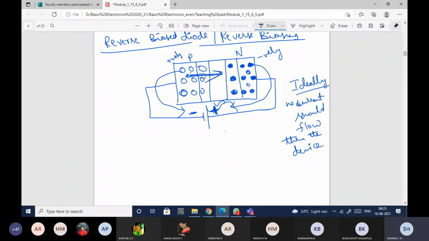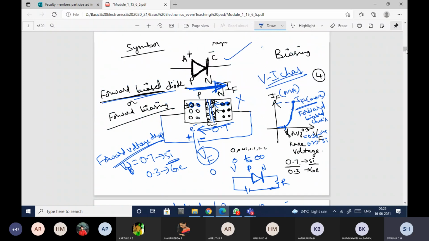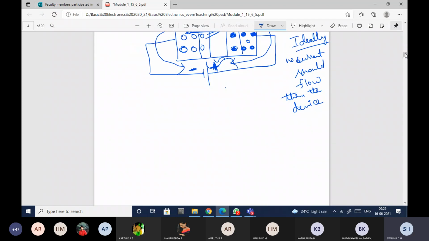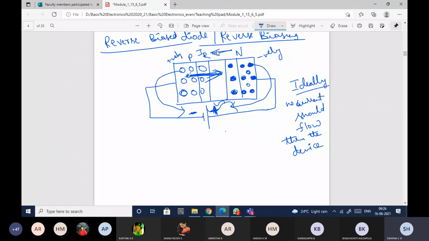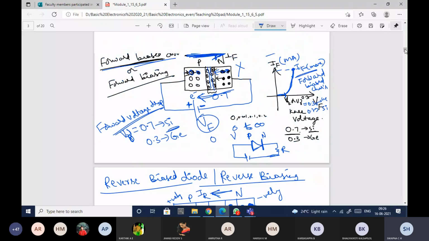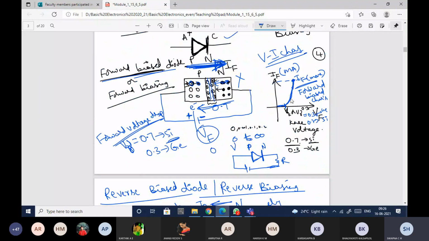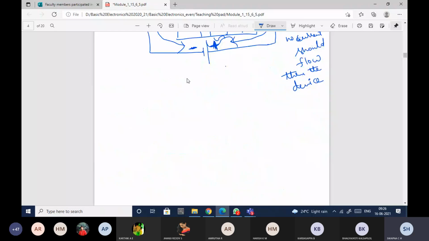And if you observe, here the electrons are flowing in this direction, so the current flow will be in the opposite direction. This is my IR current. IR current is flowing in the opposite direction. Here, in forward bias, current is flowing from P to N, and here if you observe, the current is flowing from N to P. So I have taken the forward as positive in the first quadrant, and this I'll take in the negative quadrant.